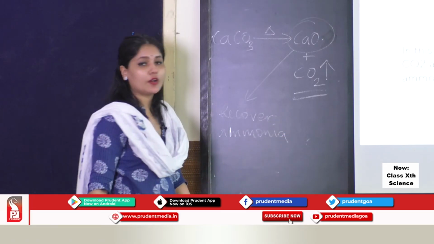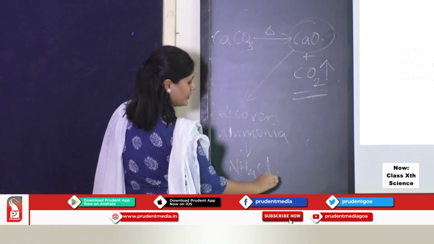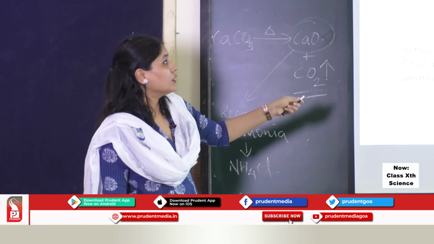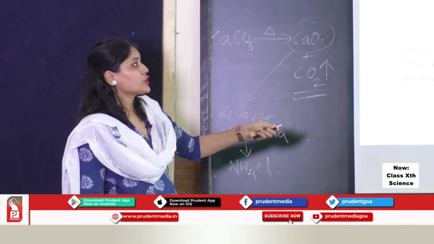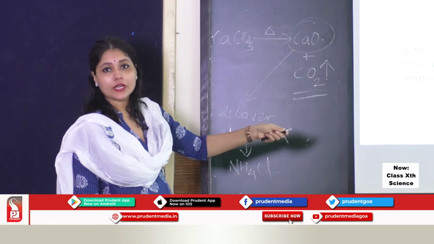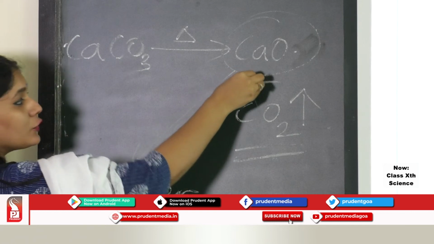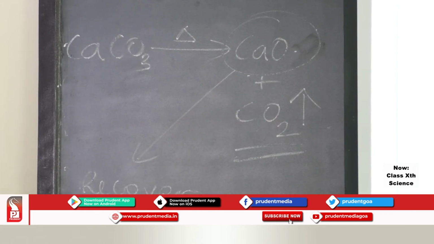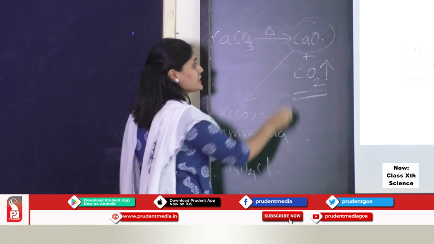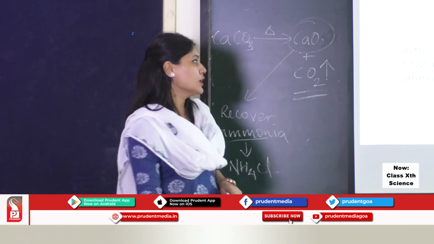It is used to recover ammonia from what? From NH4Cl, that is ammonium chloride. I repeat again. Baking soda is obtained by reaction of brine with carbon dioxide and ammonia. So from where are you getting carbon dioxide and ammonia? Calcium carbonate undergoes decomposition to give you calcium oxide and carbon dioxide. The carbon dioxide which is released is used in the process. Calcium oxide is used to recover ammonia from ammonium chloride.